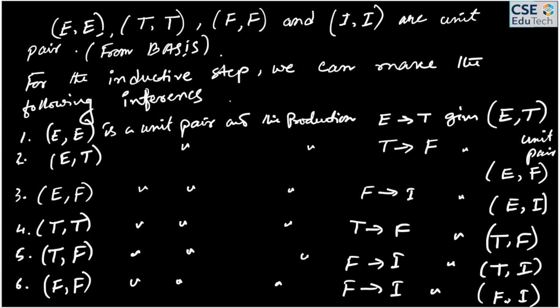Now, what we have obtained, how many unit pairs are obtained from here? So total 10 unit pairs are obtained from this, and there are no more pairs that can be inferenced. So ultimately we have obtained 10 unit pairs, right?